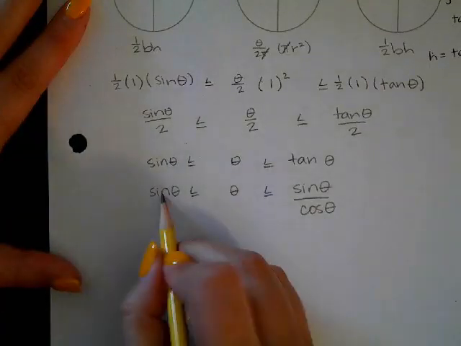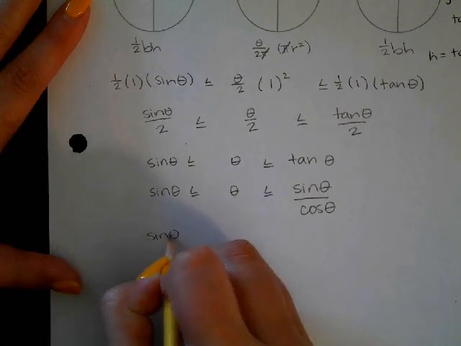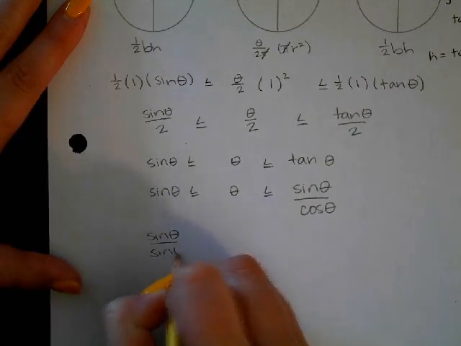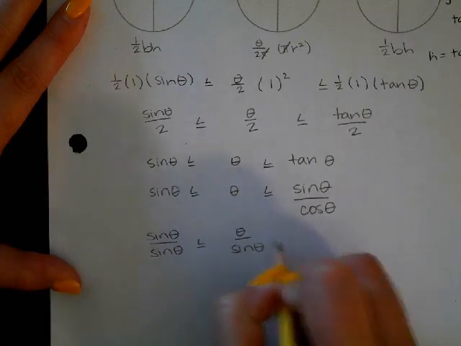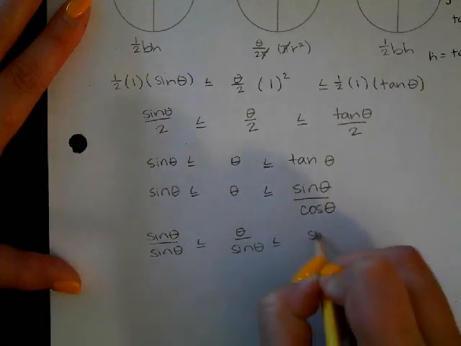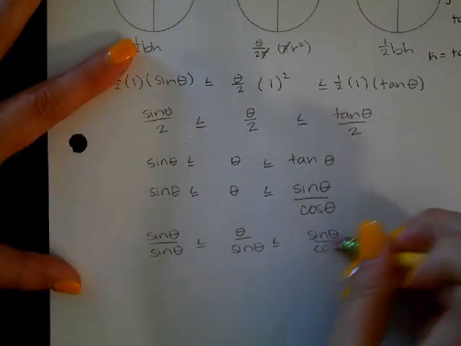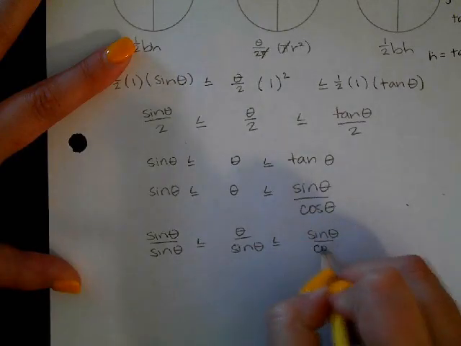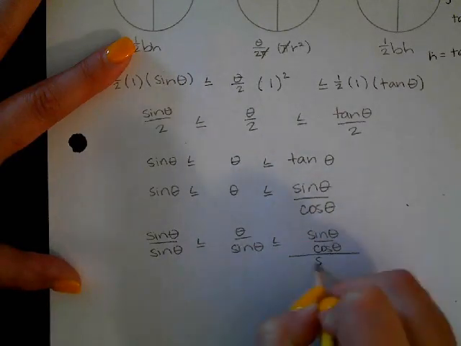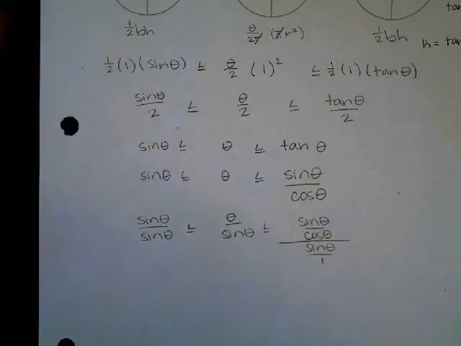So let's go ahead and write that step next. Sine theta over sine theta, theta over sine theta, sine theta over cos theta, oops, divided by sine theta. So I don't get confused, I'm going to put this over 1. Are you guys okay with that? When I divide by something, I like to have fractions over fractions. That makes me feel a little bit better.